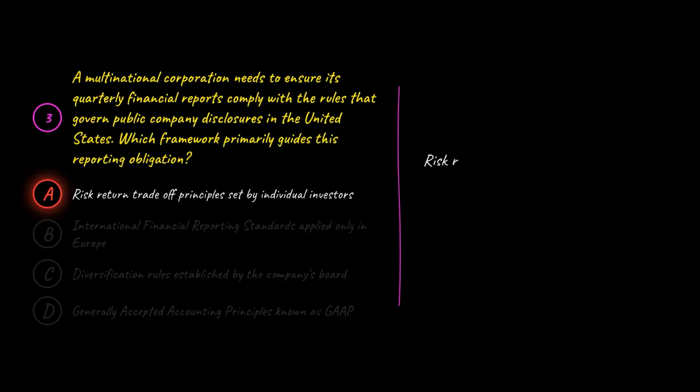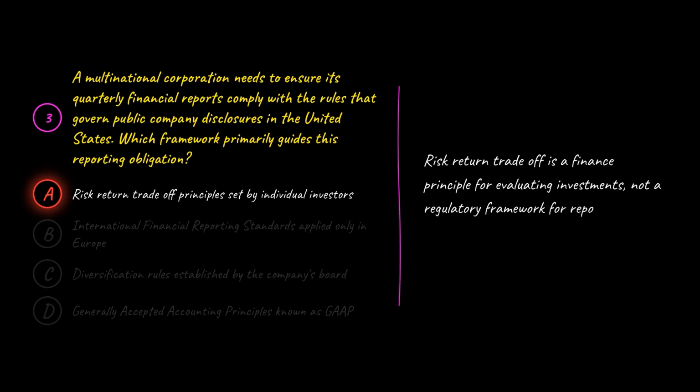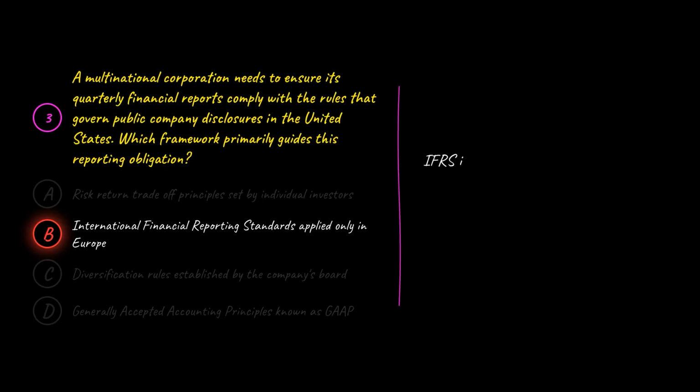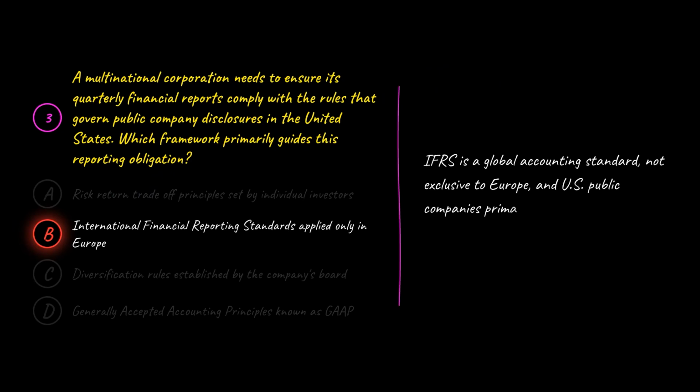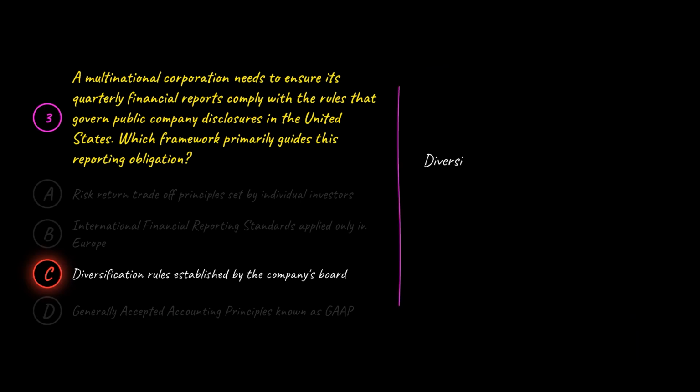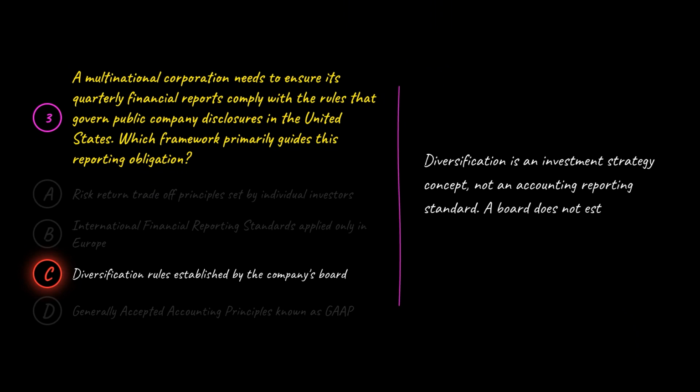A is wrong because risk-return trade-off is a finance principle for evaluating investments, not a regulatory framework for reporting. It does not govern statutory disclosure. B is wrong because IFRS is a global accounting standard, not exclusive to Europe, and U.S. public companies primarily report under GAAP rather than IFRS. C is wrong because diversification is an investment strategy concept, not an accounting reporting standard. A board does not establish disclosure rules, regulators do.